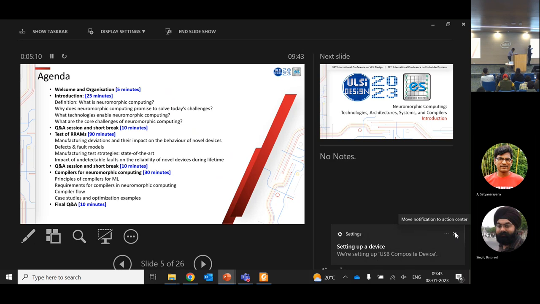We originally planned a slightly different schedule for the breaks, but since we have one global break, we'll start with the introduction and then directly start with this part, make a break in the middle here, and then we are going to finish the test of ReRAM's part and then go into the compiler technology part. Here it's about principles of compilers for machine learning, then the requirements for compilers in neuromorphic computing, the compiler flow, and some case studies that I brought to you. So that's it for the introduction, for the welcome and the organization.